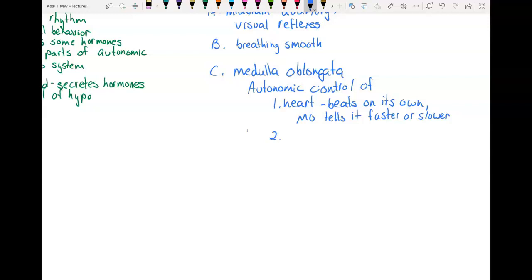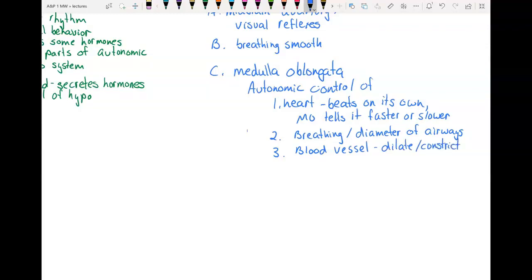It also has autonomic control of your breathing and the diameter of your airways. And your blood vessels, when your blood vessels dilate or constrict. Now, there are also hormones that can tell your blood vessels to dilate or constrict. So your medulla oblongata does control blood vessels, but it's not the only thing that controls blood vessels.